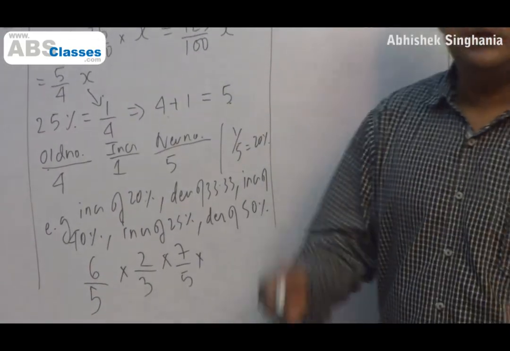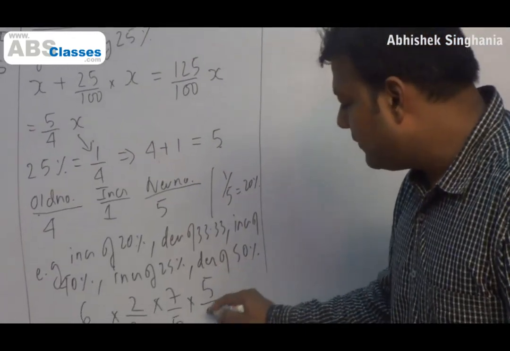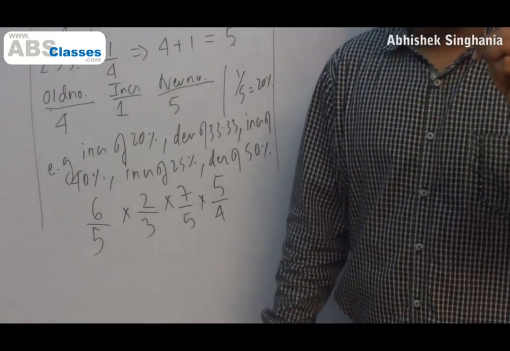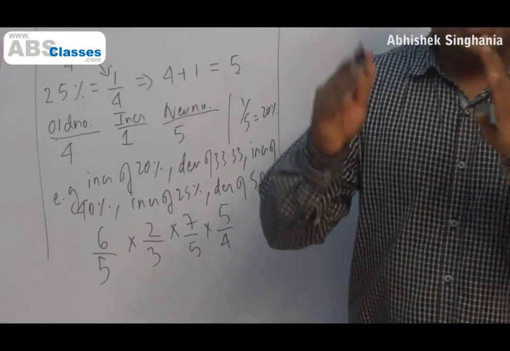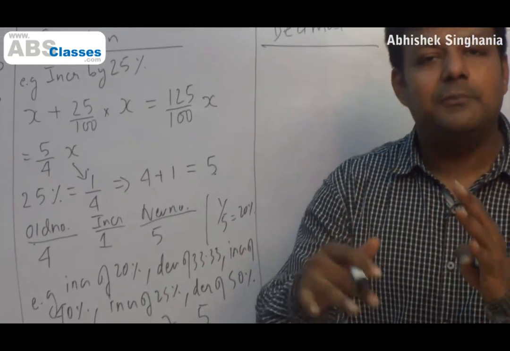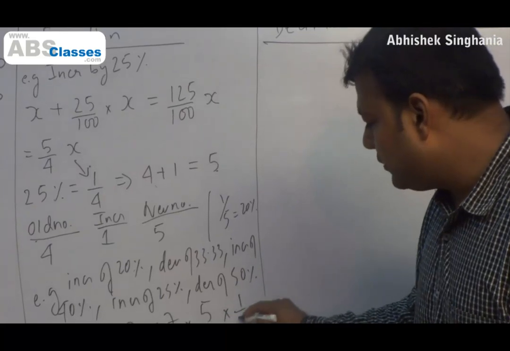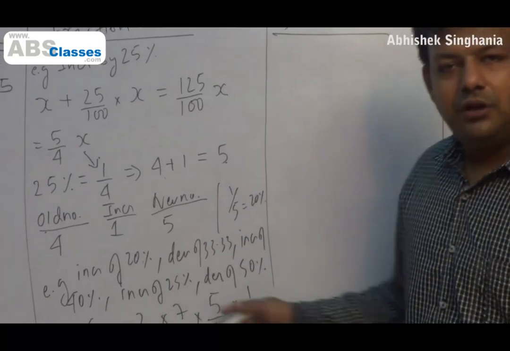Increase of 25% means 1 out of 4, which means the number will become 5 by 4. 50% is 1 by 2, which means decrease of 1 out of 2. So if 2 is decreased by 1, it becomes 1, right? Therefore, this would become 1 by 2. Now if we solve this, we get our answer.